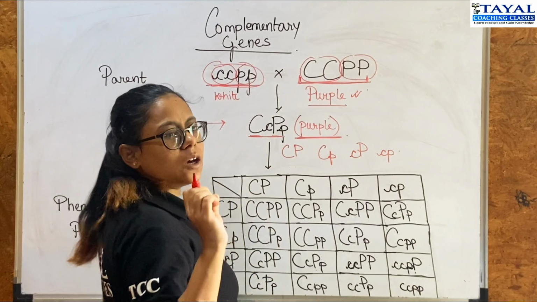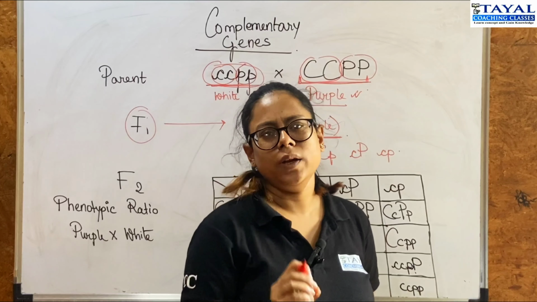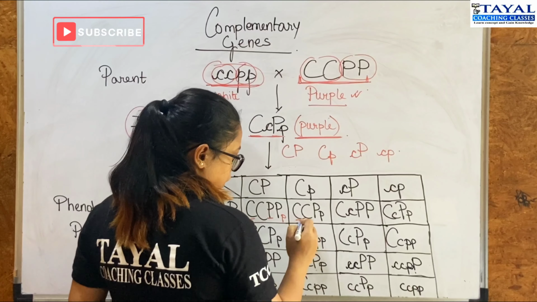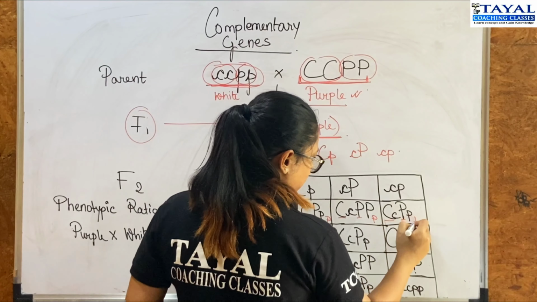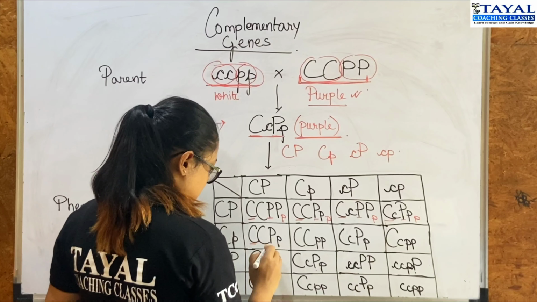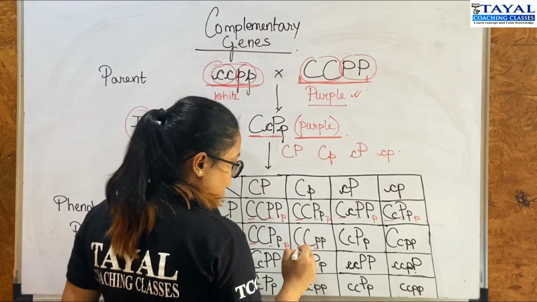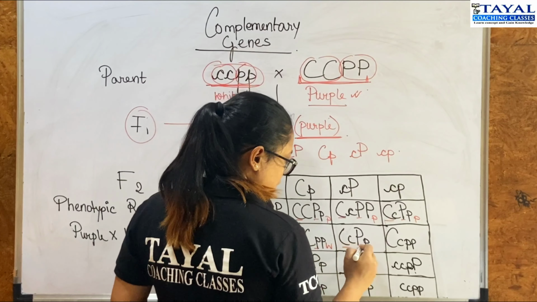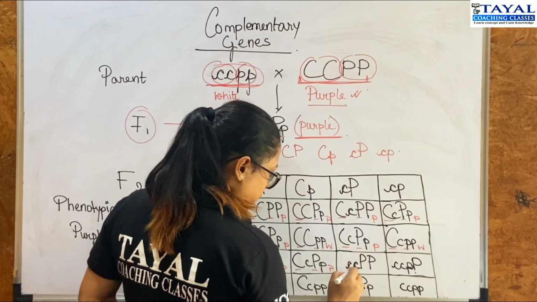So for any combination in which we see a capital C and a capital P together, we know it's a purple flower. So this is a purple flower. This is a purple flower. This is a purple flower. This is a purple flower. Correct? Coming down to this again, purple. Now this is white because we don't have the dominant copy for P. So this is white. This is again a purple flower. This is again white. This is again purple, purple.